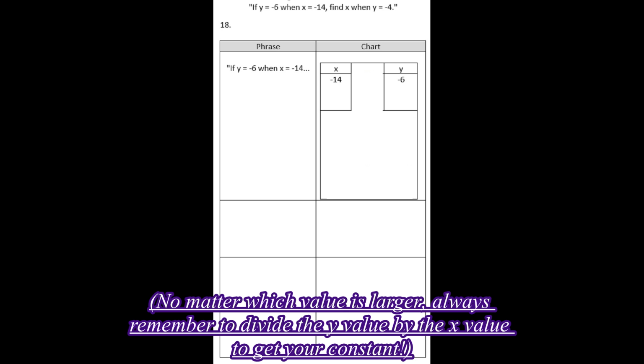All right, moving on to the next question. If y equals negative 6 when x equals negative 14, find x when y equals negative 4. So if we're looking at this, here's x, negative 14, here's y, negative 6, and again, we divide the y by the x. Don't put 14 on top of that fraction, or don't go 14 divided by 6. And that's going to be 0.4285 or 3/7, just depending on whether you prefer a fraction or a decimal. So our formula is either y equals 0.4285x or y equals 3/7 x.